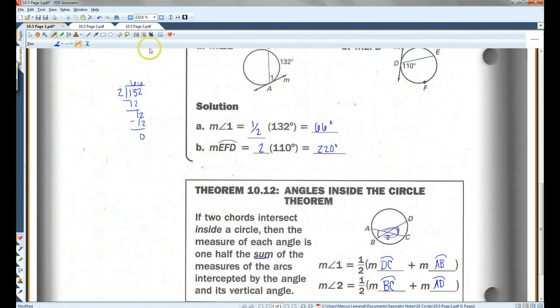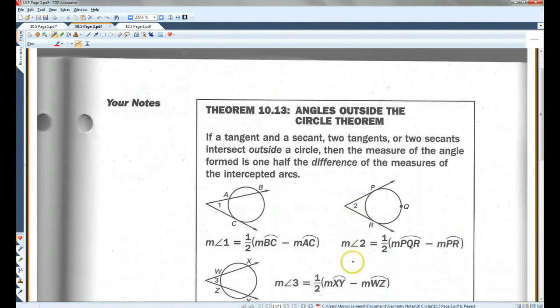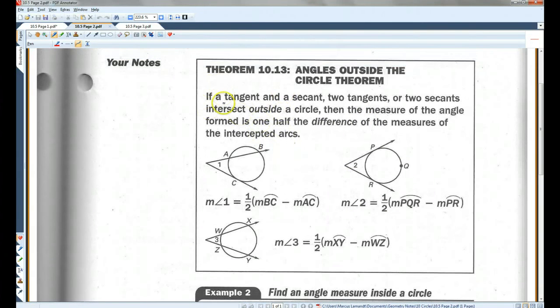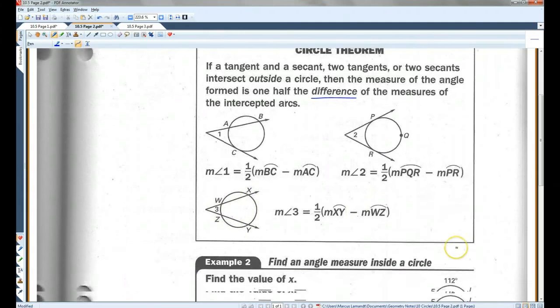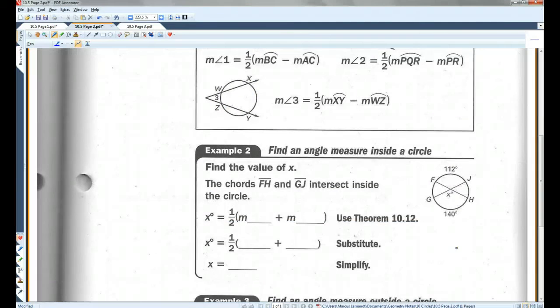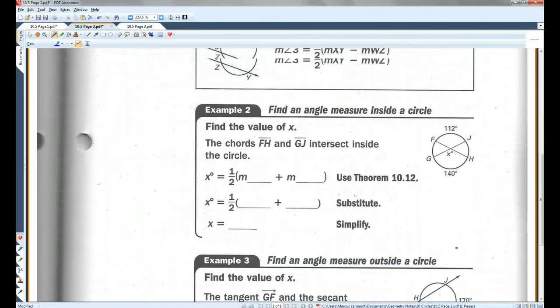Okay? Alright. Let's take a look at page 2. Theorem 10.13, angles outside the circle theorem. If a tangent and a secant, two tangents, or two secants intersect outside a circle, then the measure of the angle formed is 1/2 the difference of the measures of the intercepted arcs. So in this case, this angle is 1/2 this minus this. In this case, this angle is 1/2 this minus this. This angle, 1/2 this minus this. We'll do an example. Okay, so I guess we can go in order.